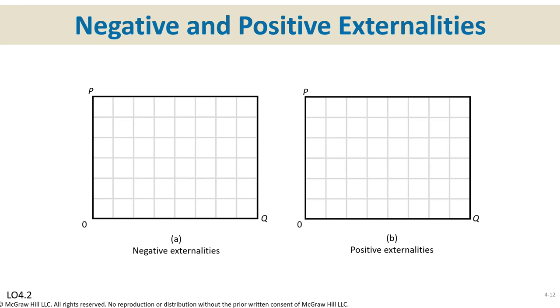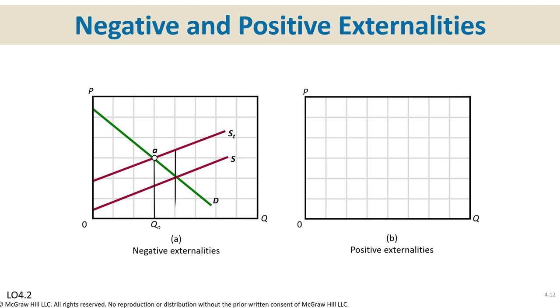Graphing. If you'll notice, in economics, we love to graph. Whenever we can, we want to put a graph up to represent what we're talking about. Demand down, supply up. In a negative externality, we'll stick with the coal burning power plants.